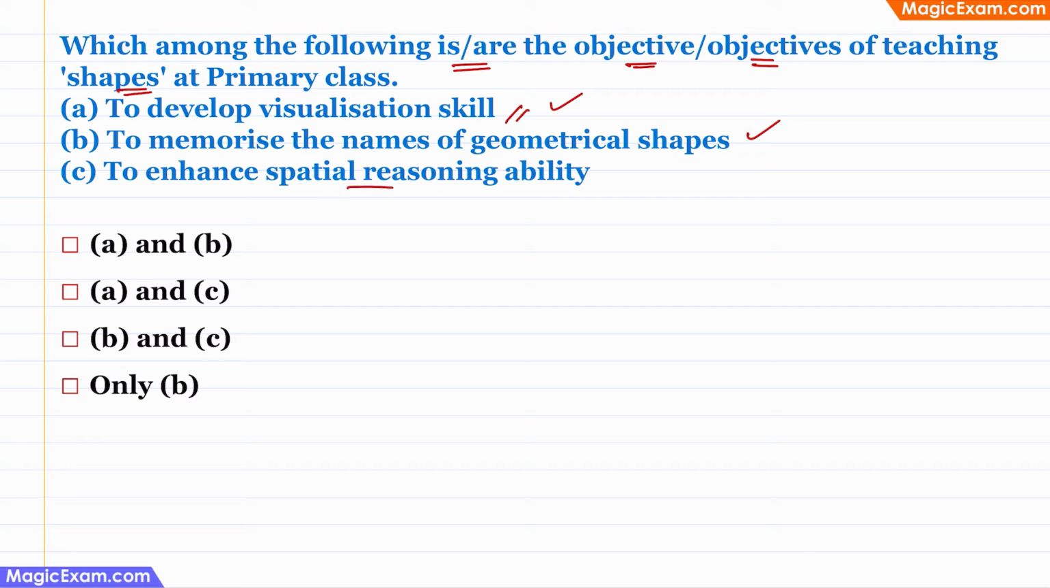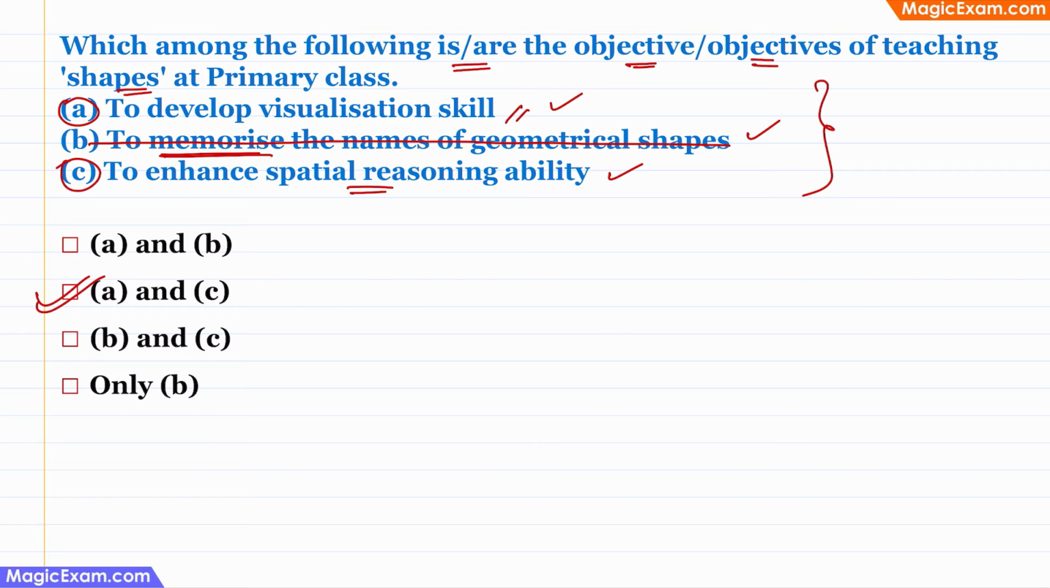To enhance spatial reasoning ability. So if you tell a child there is a square of 2 feet into 2 feet, right? So the child should be able to imagine or spatially reason what a square of 2 feet by 2 feet will look like. So developing spatial reasoning ability or imagination is also very, very important. Therefore, this is also a correct statement. So now all the three statements are correct. But if you look at what has been mentioned in the NEP and the NCF, it says memorization should be avoided. So let us delete statement B. So we are left with A and C, which means that option 2, which is A and C, has to be the correct answer.